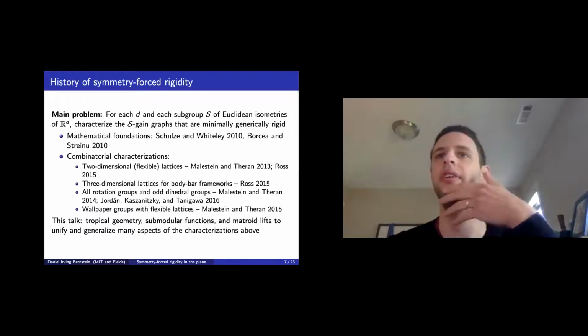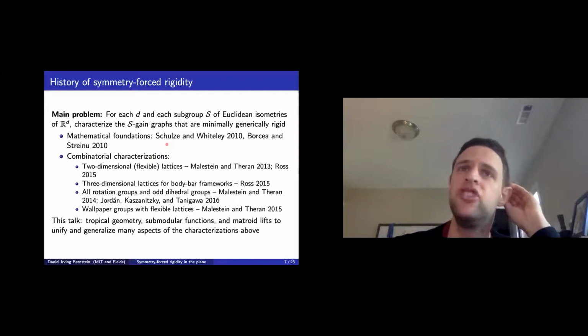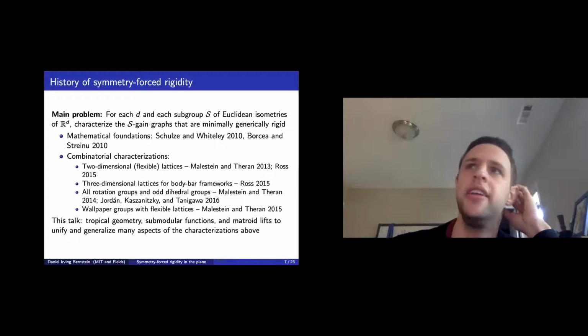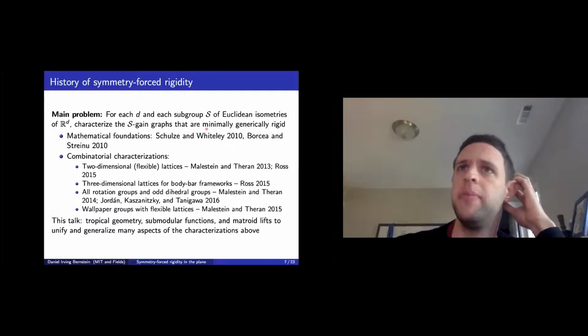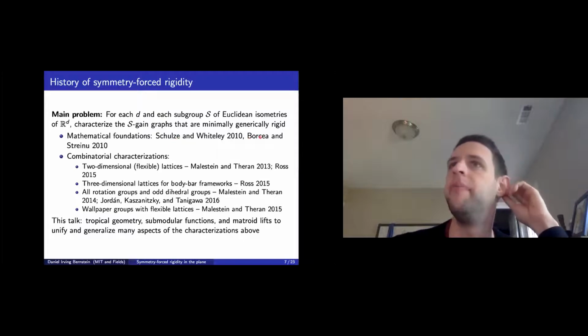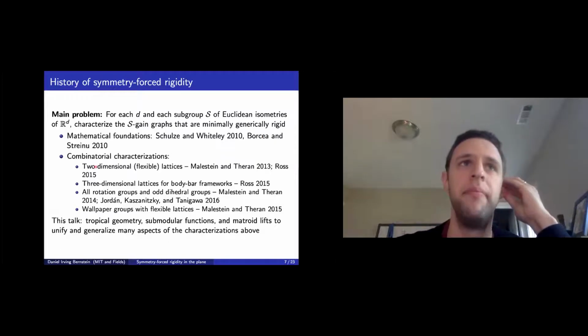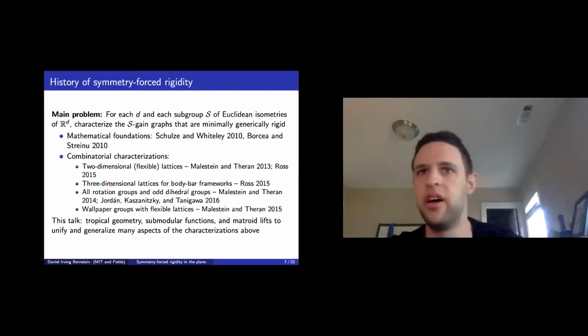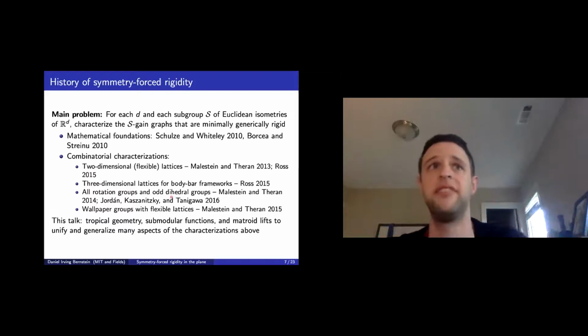So just to give you a brief history of work on this problem, the mathematical foundations of it were laid out in two separate papers, one by Schulze and Whiteley in 2010, and a different one by Borcea and Streinu in 2010. The Schulze and Whiteley paper focuses on the case where your group is finite, or a point group. And then the other paper is where your group is a lattice. Since then, there was a brief flurry of activity to characterize symmetry-forced rigidity in various special cases of the group.